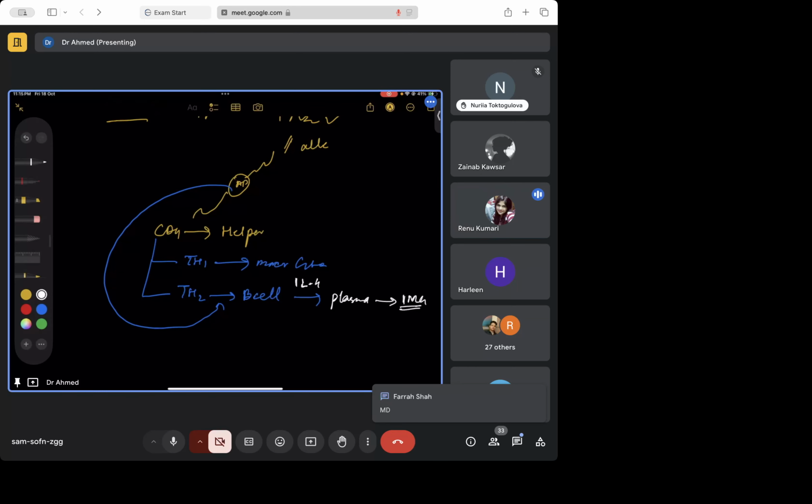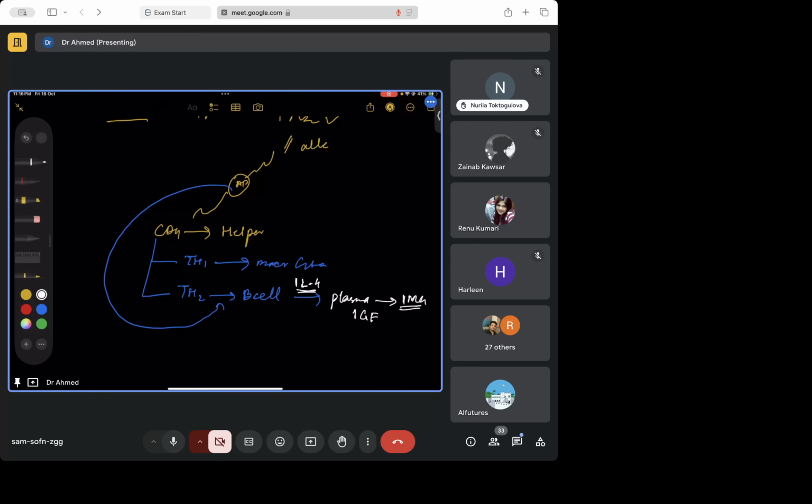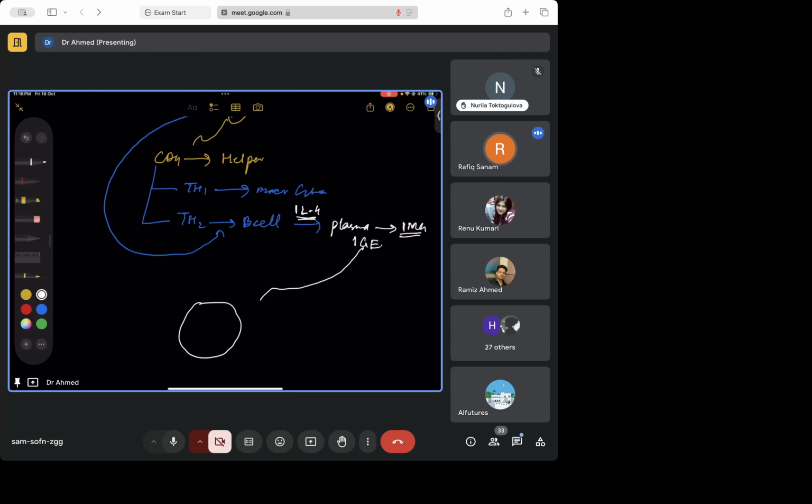IL-4 is going to undergo class switching. As a result of that, what happens? You are going to see IgE, right? These IgE are going to come and sit upon the surface of your mast cells, right?